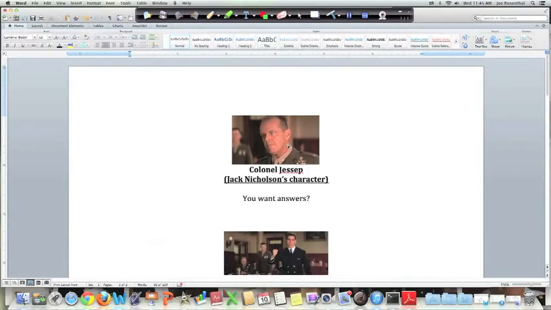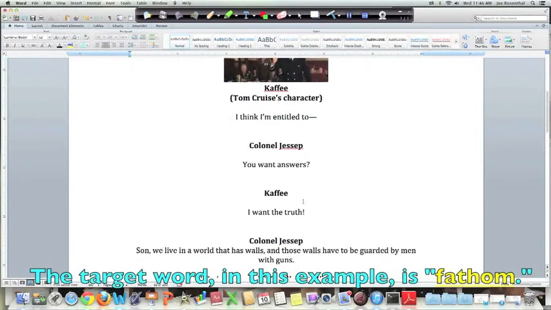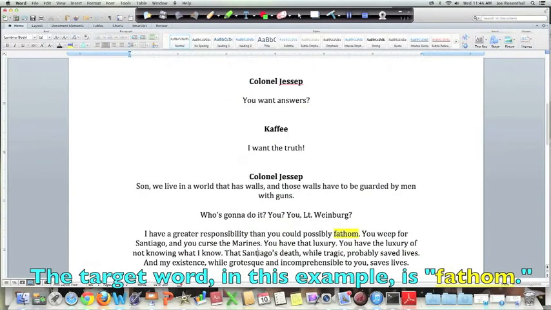Okay, so we're going to go over an example of using context to try and figure out a word's meaning and part of speech. I'm using here an example from the screenplay of one of my favorite movies, A Few Good Men. I mostly want you to just see the way I'm thinking as I'm reading through this, particularly as it gets close to the target word. In this case, the target word will be fathom.